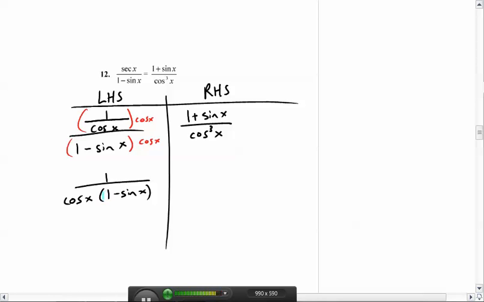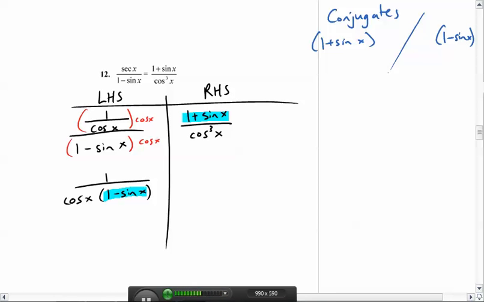Okay, and when you see this 1 minus sine x on one side of the equation and 1 plus sine x on the other side of the fraction, this is when you know that you need to use the conjugate. Or I can choose to multiply by the conjugate on either side. So 1 plus sine x is a conjugate with 1 minus sine x. So when you see these 2 conjugates on opposite sides of fractions, on opposite sides of the equation, then what you want to do is take one of those and multiply by its opposite.